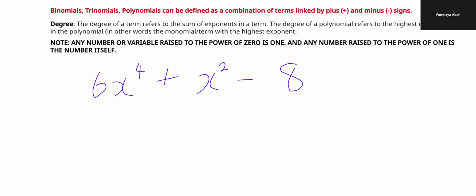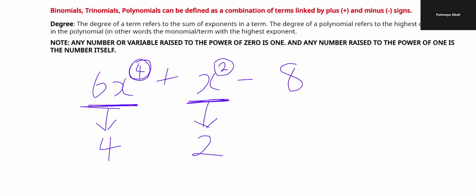So what is the degree of this term on its own? Since 6 is a coefficient, we can disregard that and focus on x raised to the power of 4. And the exponent of x in this case is 4. So the degree of this term is 4. And then we have the second term, x squared, and x is a variable and it's on its own, raised to the power of 2. So the exponent of x in this case is 2. So the degree of this term is 2.